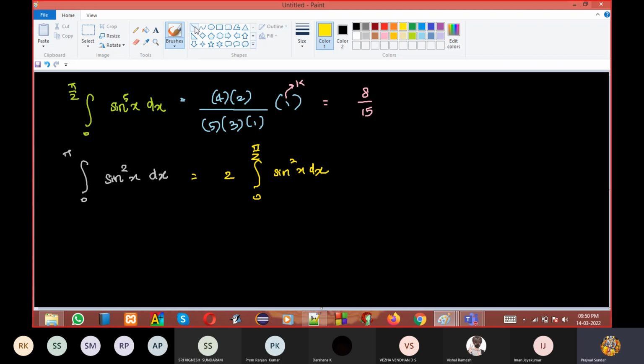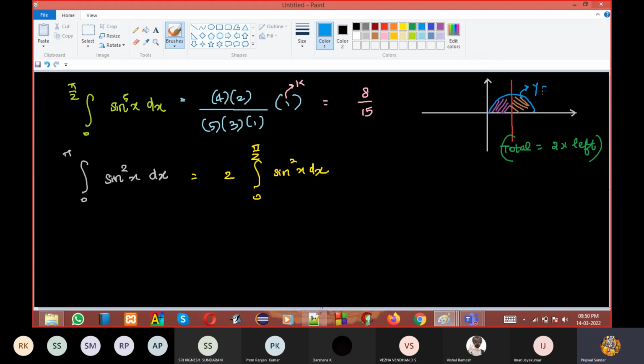Someone is curious how I wrote 2 into, you see the graph, this is already in the 12th portion. Anyway, I'm just showing you. You see the sine squared graph, it will be like this. And this is symmetrical. This area is the same as this area. So I can write total area equal to 2 into the left. That's what I have done.